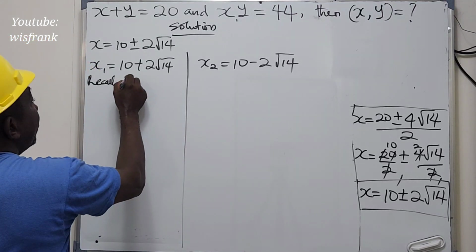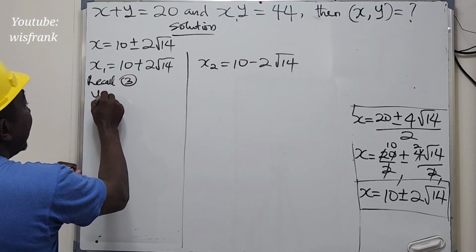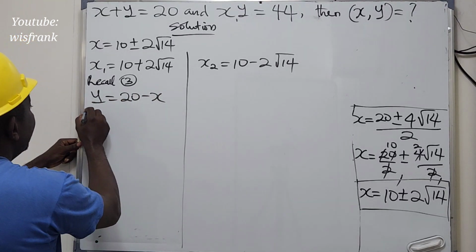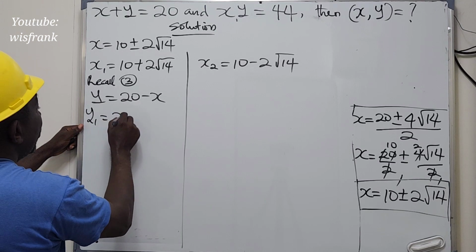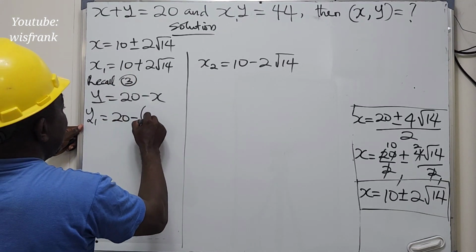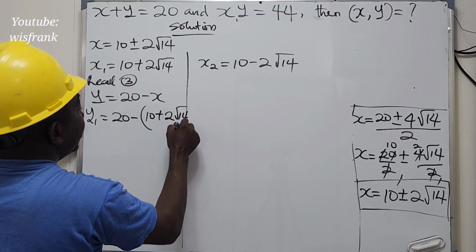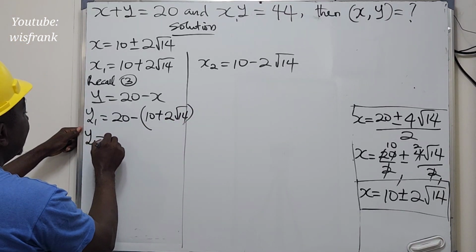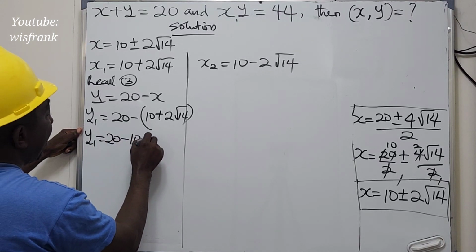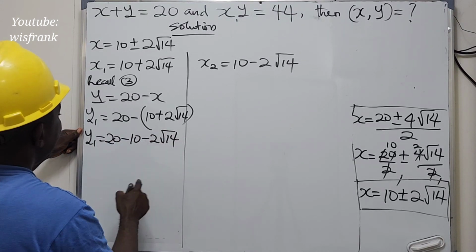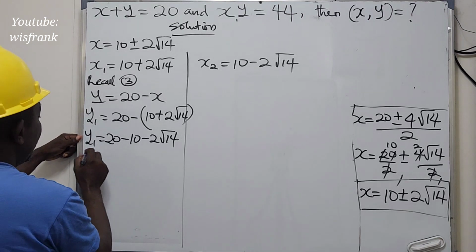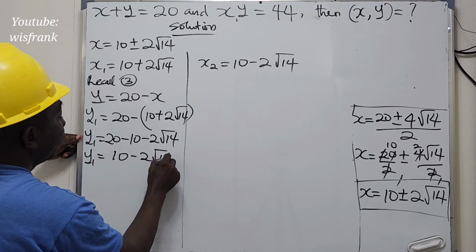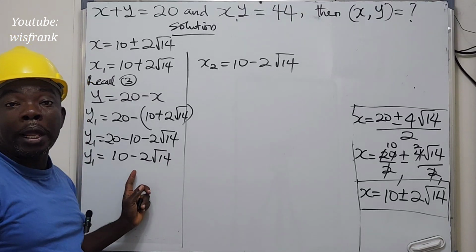Then recall from equation 3, we had that y equals 20 minus x. So to find the value of y1, it will be equal to 20 minus our x, which is 10 plus 2 root 14. To clear this, open the parenthesis: we have y1 as 20 minus 10 minus 2 root 14. So we have 20 minus 10, and our y1 will be equal to 10 minus 2 root 14. So this is the value of y1 that we have.